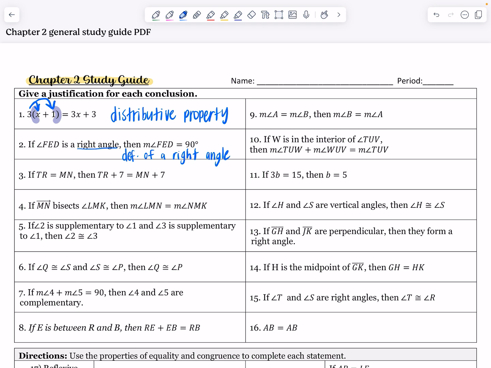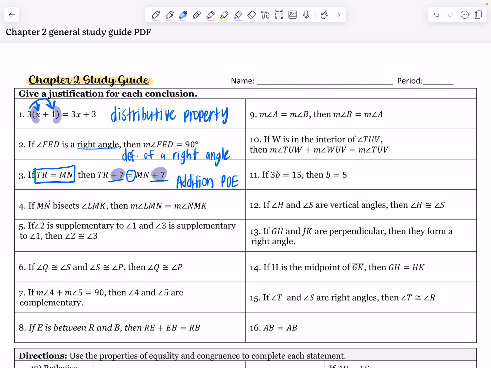All right, if TR equals MN, then TR plus 7 is equal to MN plus 7. So I'm just looking at what changes. This statement is TR equals MN, and they're adding 7 to both sides. What is it called when you add the same thing to both sides? That is going to be our addition property of equality. I know that it's equality because these are equal signs. We're adding 7 to both sides of the equation.